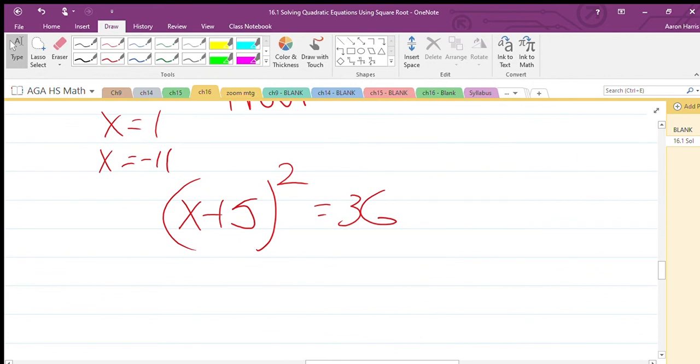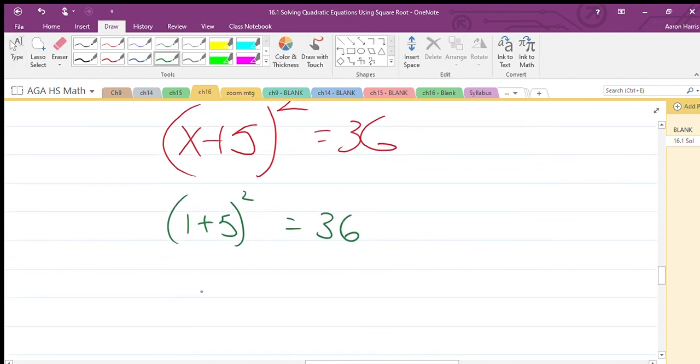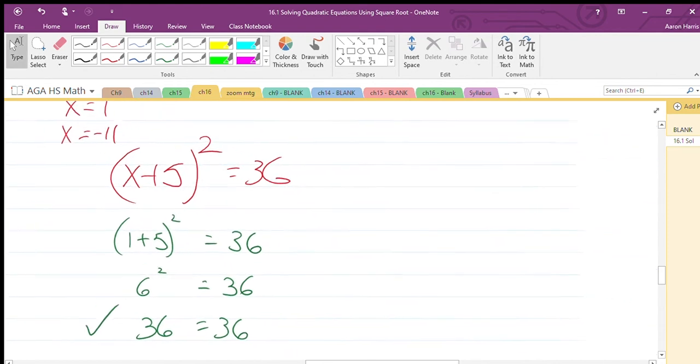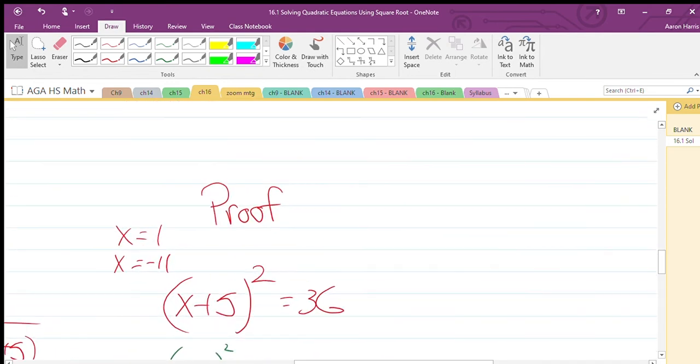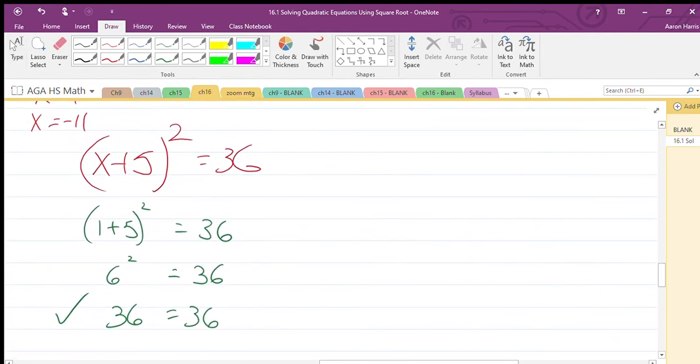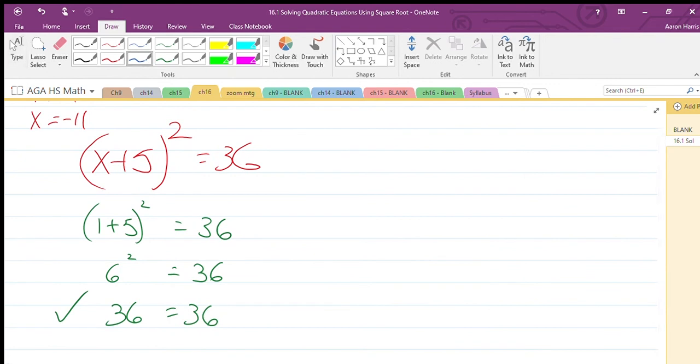So let's substitute in what? 1. 1 plus 5 squared equals 36. 1 plus 5 is what? 6. 6 squared is what? 36. Is 36 equal to 36? Yes. So that checked out. Awesome. What was the other number that we had? Well, we had negative 11. So with negative 11, let's try it.